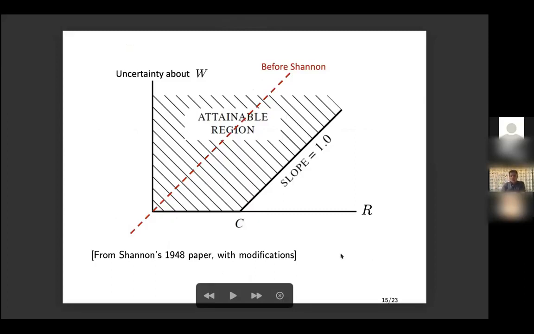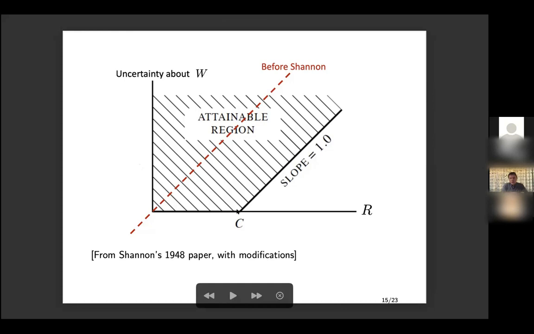So actually this is an illustration from Shannon's 48 paper with some modifications. For example, the red stuff was not in his and also renamed. But basically, this illustration was in his paper. So Shannon proved that if you have on the y-axis uncertainty about the transmitted message at the receiver, how uncertain is the receiver about the transmitted symbol? And on the x-axis, you have the rate.